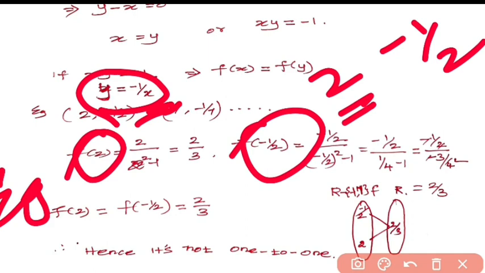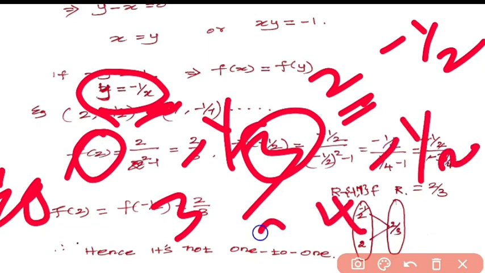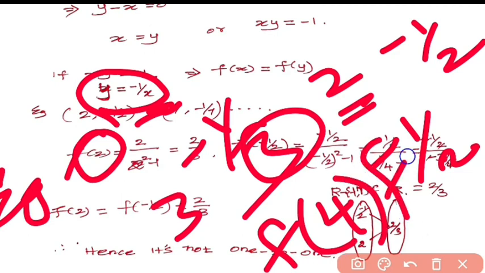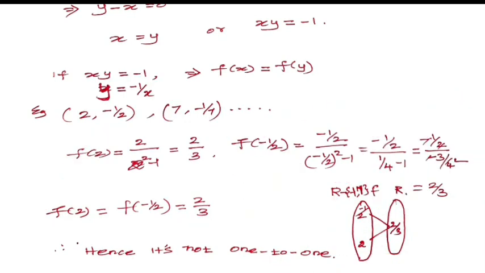So first I take f of 2 equal to 2 by 3, next minus 1 by 2. Suppose we take 3 and minus 1 by 3, they are the same value, or 4 and minus 1 by 4, f of 4 and f of minus 1 by 4 are also the same. Okay, so this is not one to one.